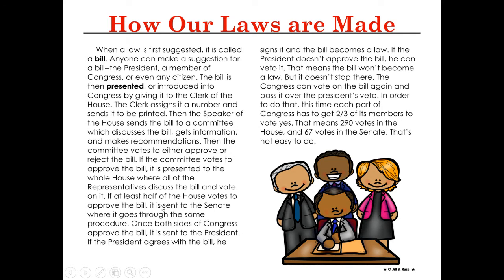So it goes to the Senate, where then a committee discusses it. If they approve it, then they send it to the whole Senate, and half of the Senate has to approve it. Once both sides of Congress approve the bill, the House and the Senate, it is then sent to the president. Okay, so Congress approves it, it goes to the president. If the president agrees with the bill, he signs it and the bill becomes a law.